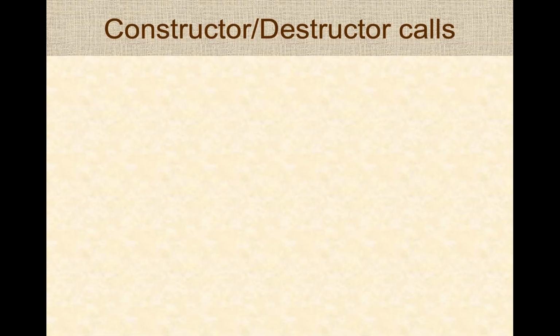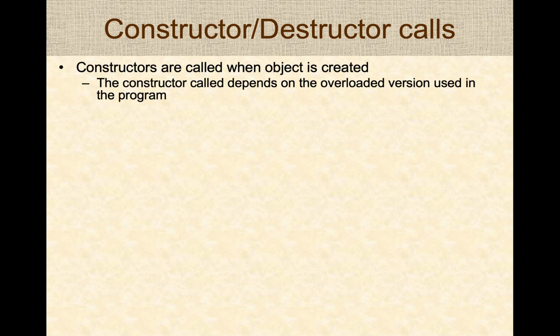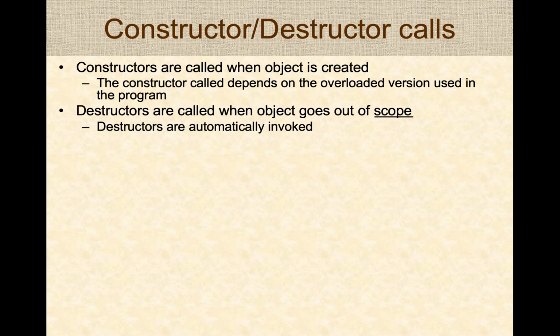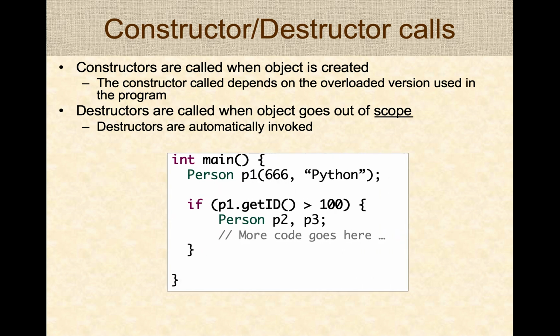Before we move forward, let's understand the use of constructors and destructors as to when they are called. Constructors are called when objects are created, and of course, the constructor that's being called will depend on the type of constructor you're using and depending on how many parameters you're passing to it. And the destructors are automatically called when objects go out of scope. Let's understand this through an example.